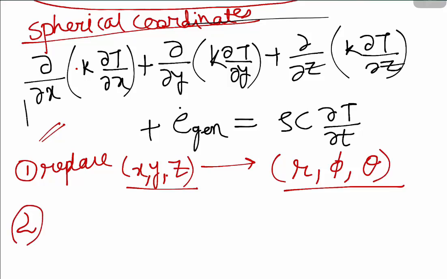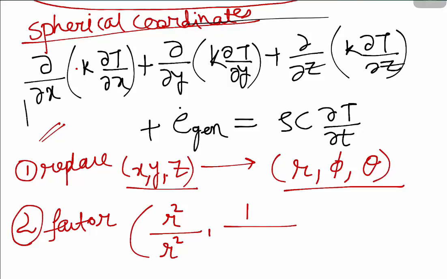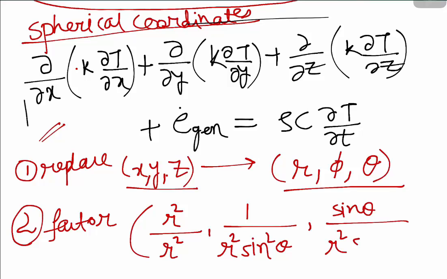And second, we will use transformation factor which is r square by r square, 1 upon r square sin square theta, comma sin theta upon r square sin theta. Remember this factor, you have to remember only this factor, and you can easily transform differential heat conduction equation in Cartesian coordinate system to spherical coordinate system.